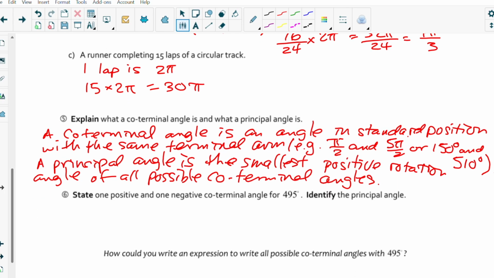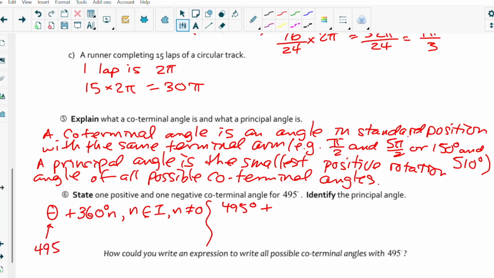State one positive and one negative coterminal angle for 495 degrees. Identify the principal angle. So remember, our general form in degrees is theta plus 360 degrees times n. I like to use this integer method. So n is an element of all integers where n does not equal 0. So let's plug 495 right here, this is where 495 goes, and pick values for n.